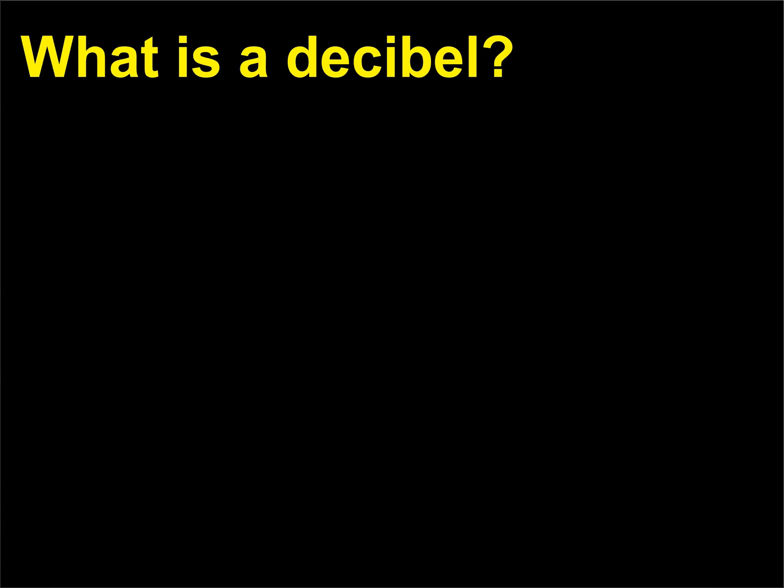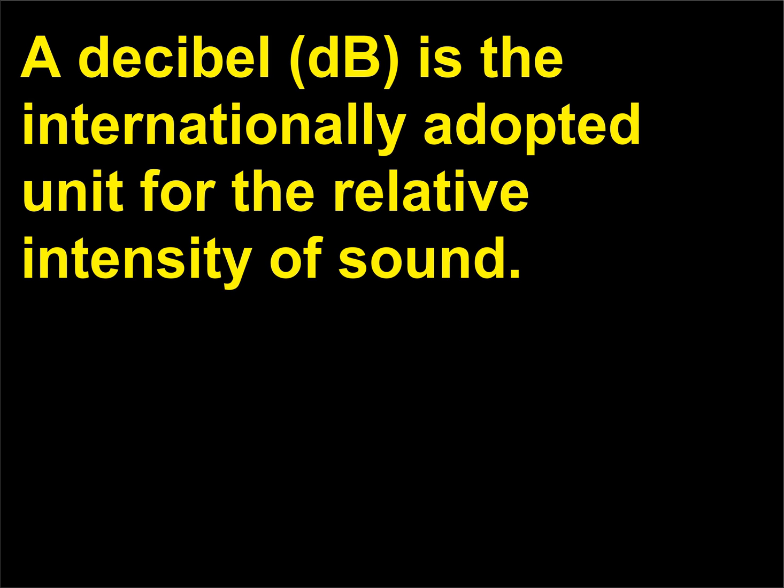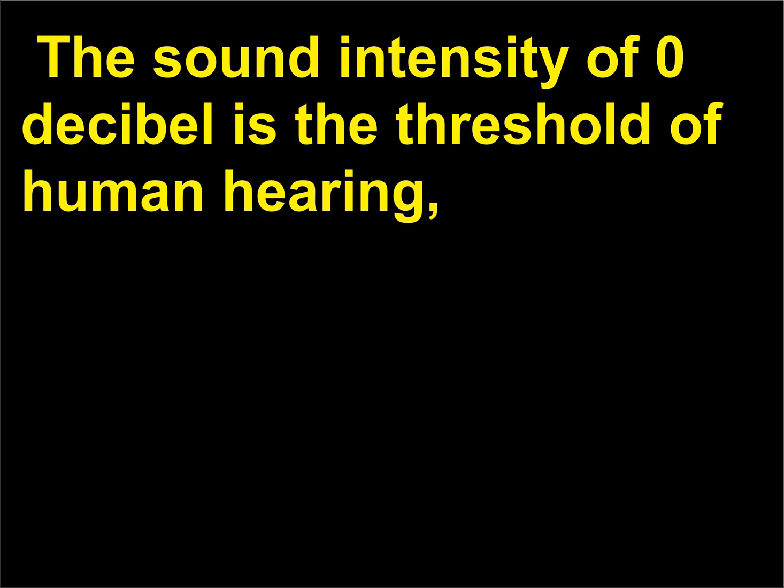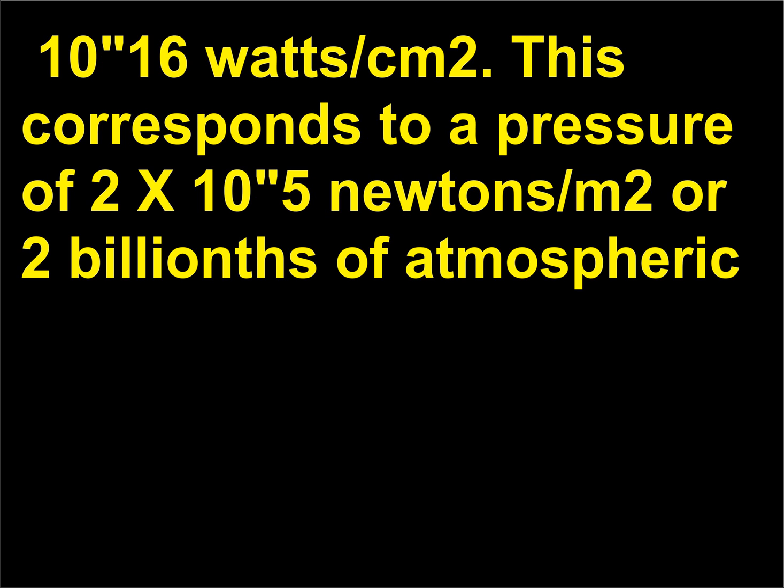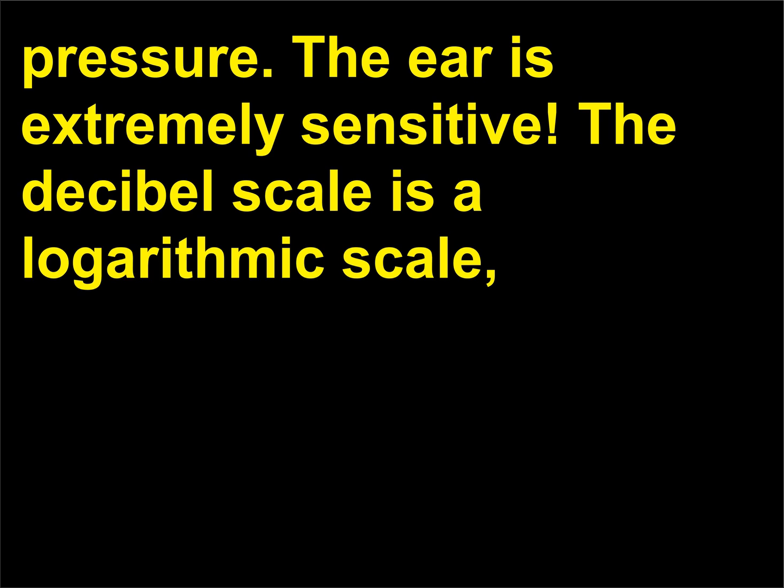What is a decibel? A decibel, dB, is the internationally adopted unit for the relative intensity of sound. The sound intensity of 0 decibels is the threshold of human hearing, 10^-16 watts/cm². This corresponds to a pressure of 2 x 10^-5 newtons/m² or 2 billionths of atmospheric pressure. The ear is extremely sensitive.